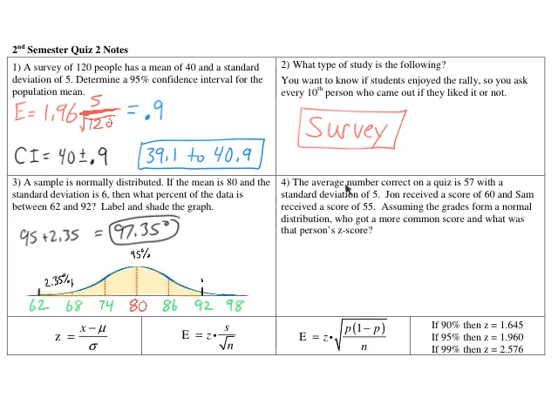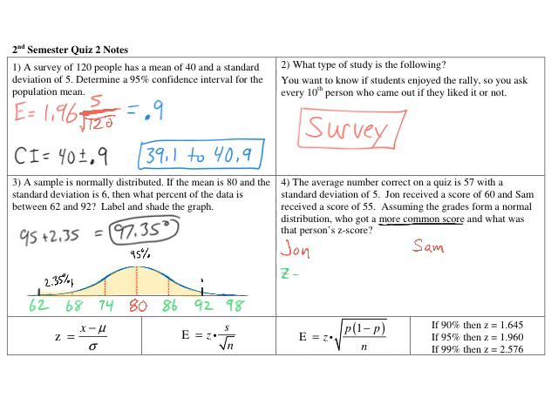Last problem. The average number correct in a quiz is 57 with a standard deviation of 5. John received a score of 60, Sam received a score of 55. Assuming the grades form a normal distribution, who got a more common score and what was the person's z-score? So we want the more common score. That's going to be important. We have two people, John and Sam. So to do this, we need to find each person's z-score.